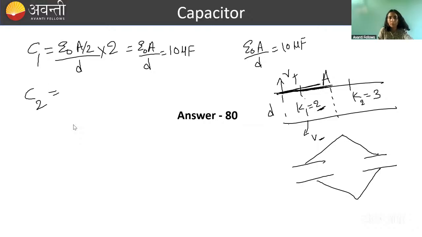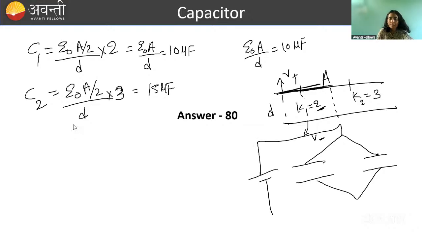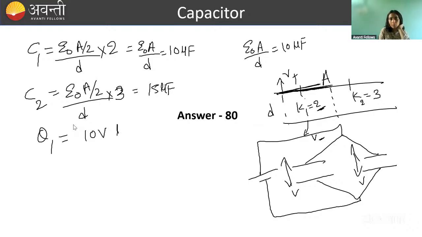After that, you will calculate C2. You will write epsilon naught A by 2 divided by D into dielectric constant 3. Okay? So epsilon naught A by D is 10. Epsilon naught A by 2D is 5. 5 into 3, 15 microfarad. After that, this was connected to a battery having potential V. So across each it the potential is V. Just calculate the charge on each plate. So the charge on the first capacitor will be 10 V microcoulomb, and Q2 similarly will be 15 V microcoulomb.